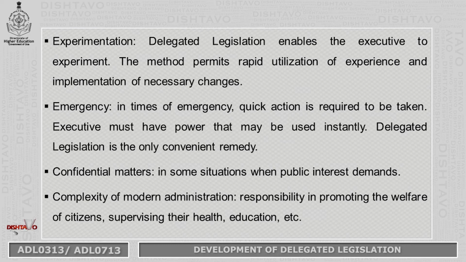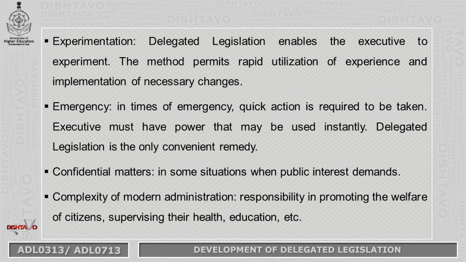Next reason for the growth of it is that of emergencies. In the time of emergencies, it is not possible to knock at the doors of the legislature or the parliament to make the laws. So at that point of time, we have the instant laws, which are the rules made by the executives. In times of emergencies, there has to be a quick action, and this quick action can be taken only by the executive in certain cases where there is delegation of legislation, which is the only convenient remedy available.